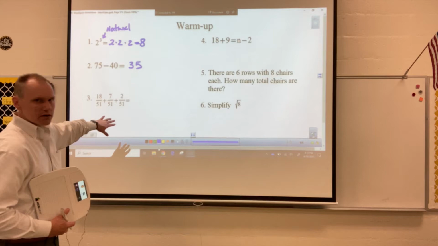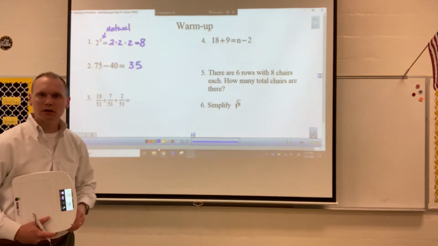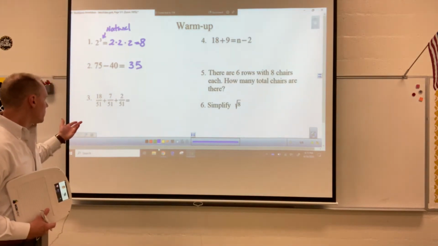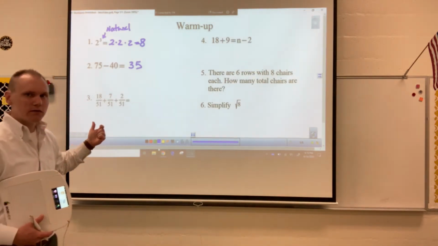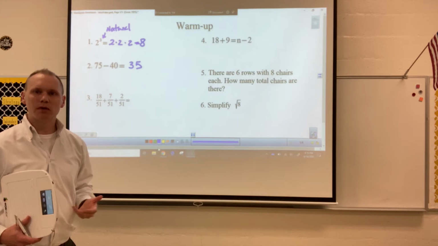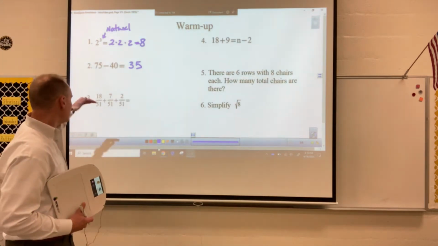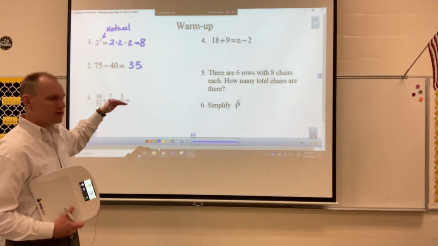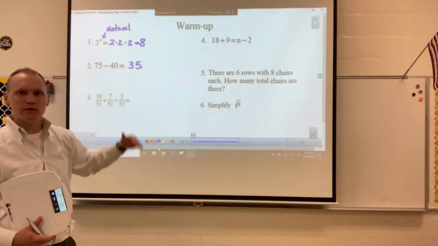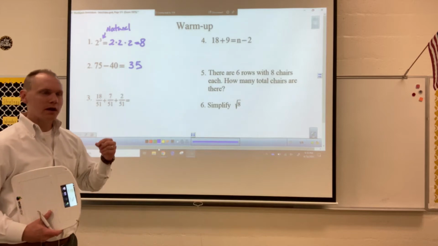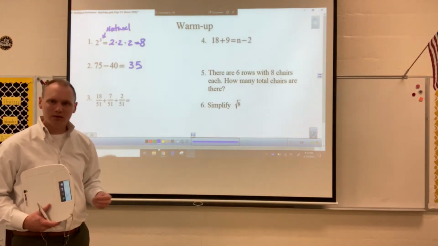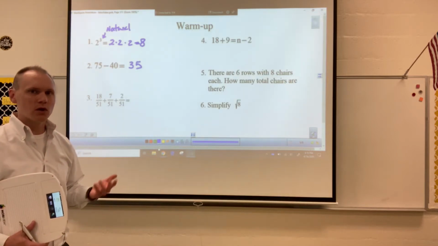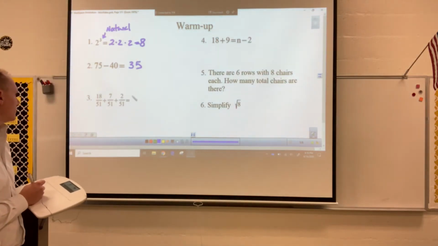In this bottom one down here with the fractions, it looks kind of complicated because we have 51 in the denominator. But really 51, I want you to think of as our unit of measurement. And so we have 18 51sts plus 7 51sts plus 2 51sts. So we have 18 of them plus 7 of them plus 2 of them. Well, how many of them does that make? It would be 27, right? So it would be 27 of them.